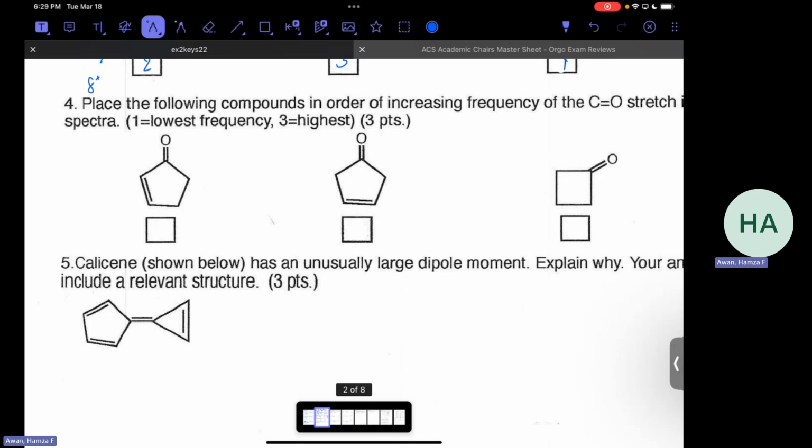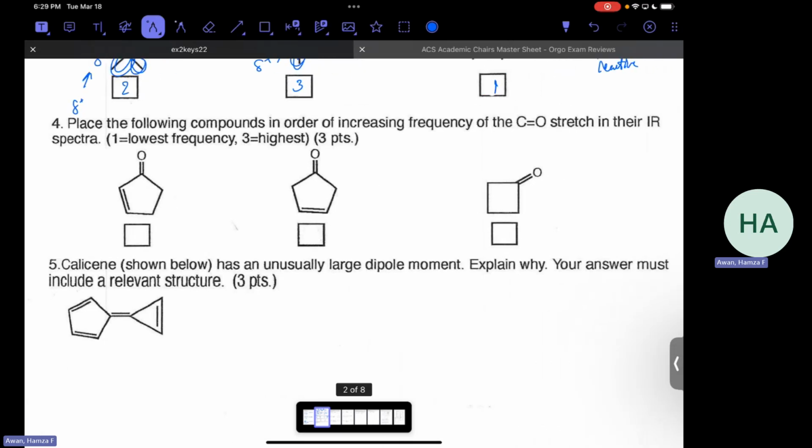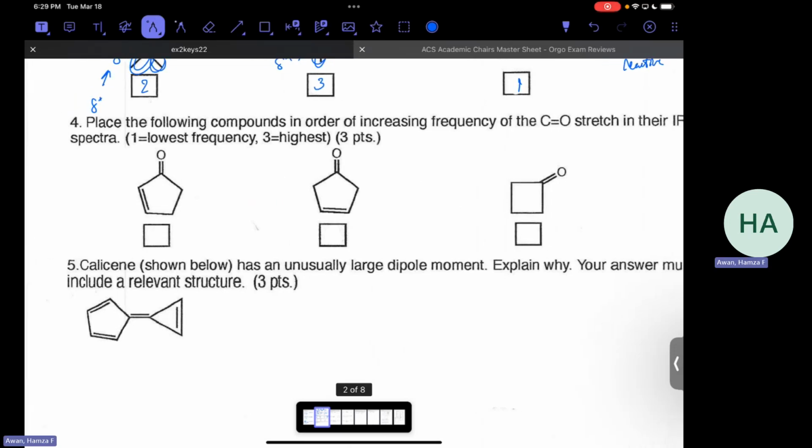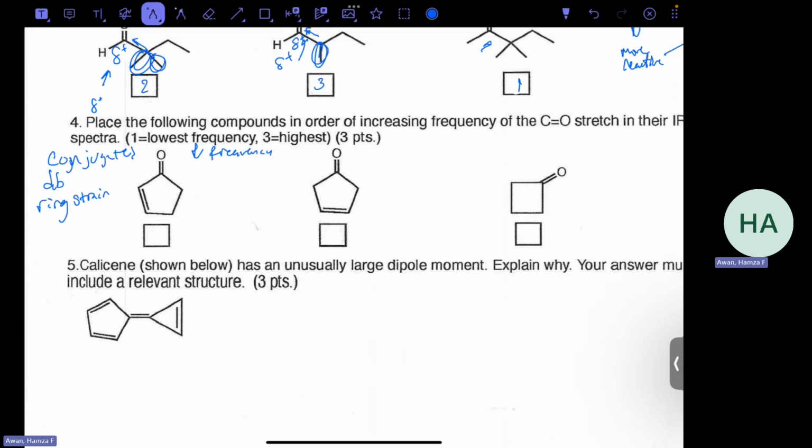Place the following compounds in order of increasing frequency of the CO stretch in the IR spectra. There are two things we have to look at: conjugated double bonds, and ring strain. Conjugating double bonds decreases the frequency. Think of the frequency as how stable it would be. A conjugated double bond is a lot more stable than an unconjugated one, so it's at a lower frequency, while the less stable one shakes more violently at a higher frequency.